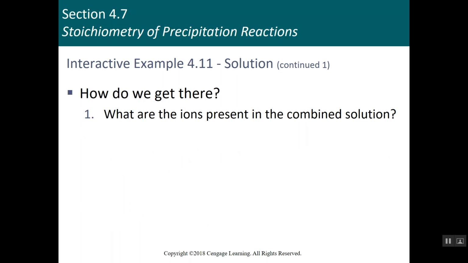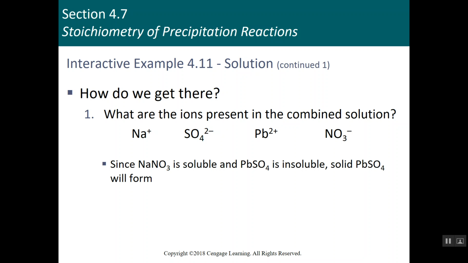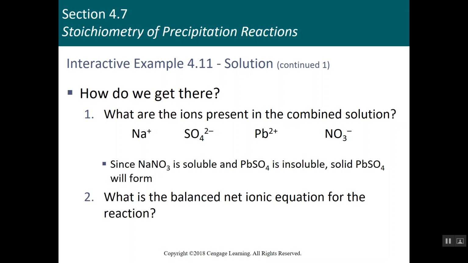What are the ions present in the combined solution? When we mix the sodium sulfate and the lead 2 nitrate together, those are our ions. Since sodium nitrate is soluble and lead 2 sulfate is insoluble, solid lead 2 sulfate will form. So what's the balanced net ionic equation? It's a 1 to 1 to 1.